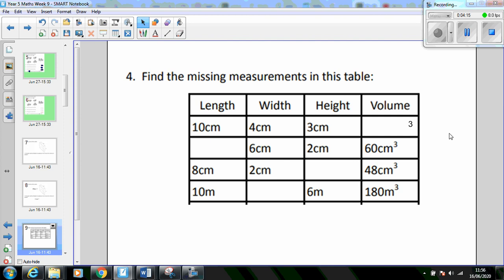So this is just an extension task for those that feel ready for an extra challenge. So you need to fill in the missing numbers in this table. If we know the length, the width and the height, you can use that to work out the volume. If we've got the length missing, how could you work that out? Now you could do the width times the height, so for this example 6 multiplied by 2 is 12. Then if you did the volume, 60 divided by 12, it would give us this answer here.